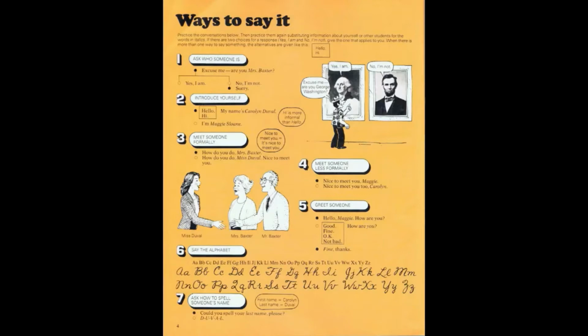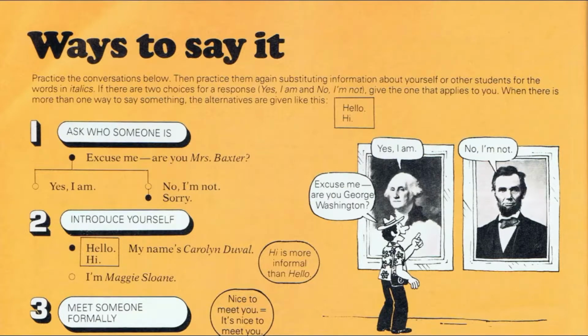Okay folks, welcome to a new stage of our lesson, which is very important also. It is called Ways to Say It. So, let us begin. Look at number 1. It says, ask who someone is. There is a question. It says, excuse me, are you Mrs. Baxter? 2 answers. Yes, I am. Or, no, I'm not. Then the other person says, sorry. So it's a very short exchange. It's a short dialogue between 2 people.